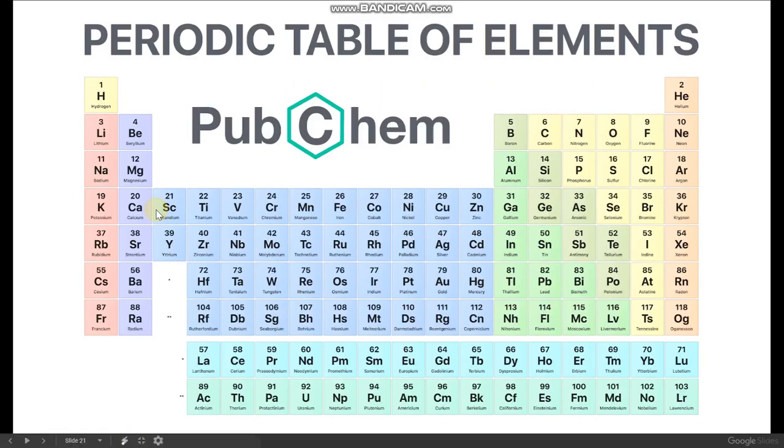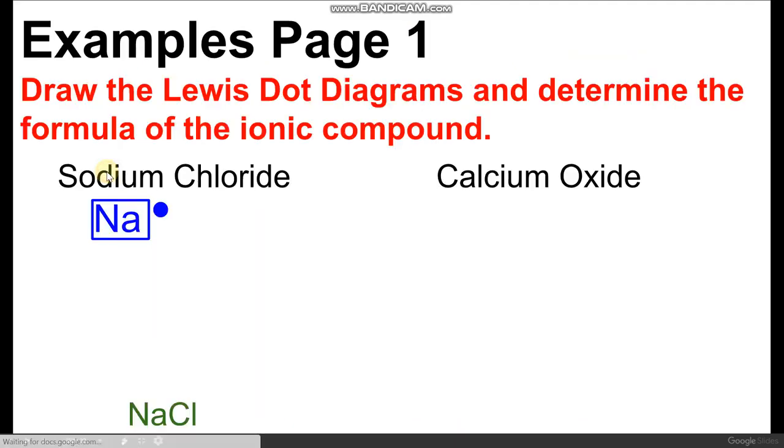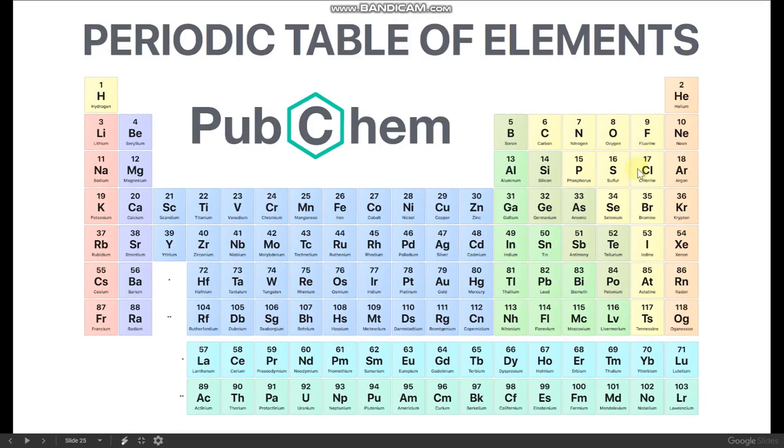Okay, so let's take a look at sodium on the periodic table. It's right here. You can see it's the first element in its row, and so for that reason, sodium is going to have one valence electron. Okay, now let's take a look at chlorine. And again, we're going to put a box around it. Chlorine is right here. It's the 1, 2, 3, 4, 5, 6, 7th element in its row. So we're going to put 7 valence electrons around it.